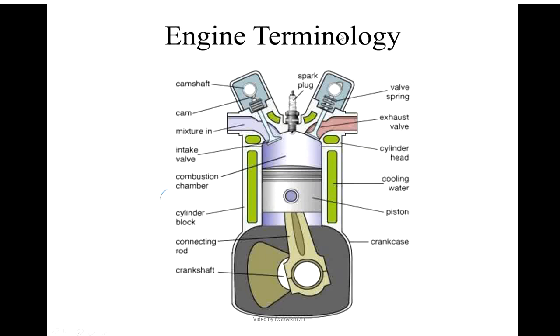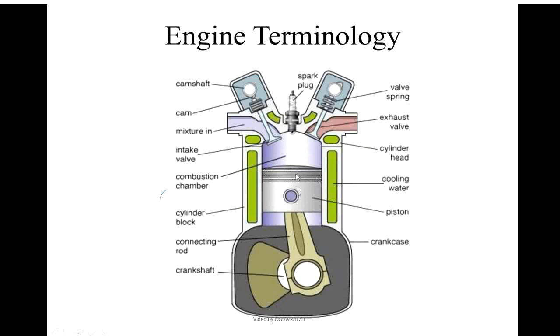Now, the engine. What are the various parts of an engine? Engine consists of a camshaft, cam. Here it is the intake system, intake manifold we can call it. Now this one is the intake valve, then combustion chamber, spark plug, then here it is a valve spring, then this one is the intake valve, this one is the exhaust valve, this one is the engine head, cylinder head, this one is the cooling water circulation system, this green color thing. This one is the piston.